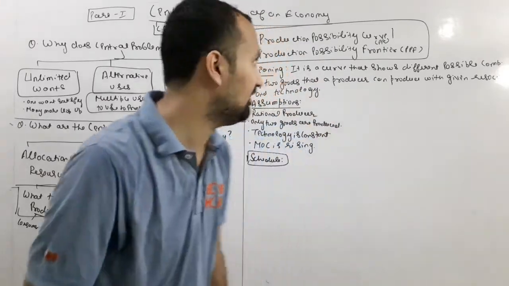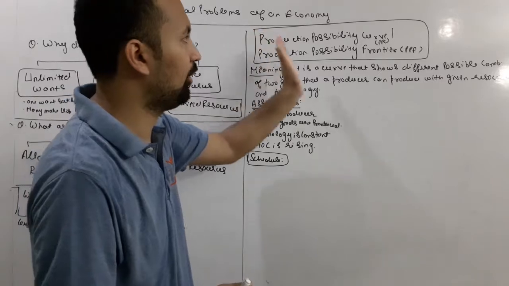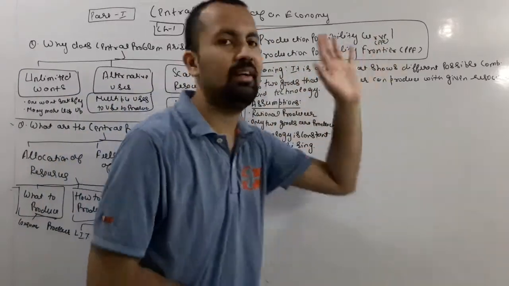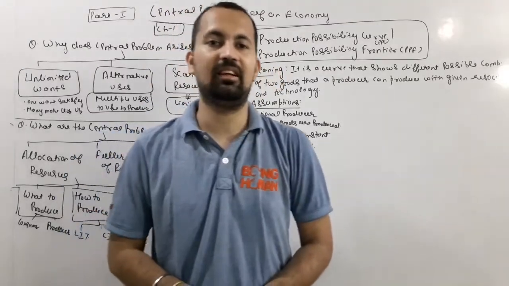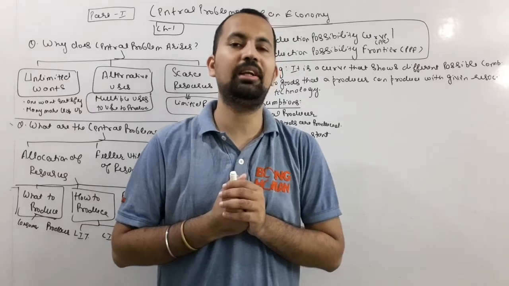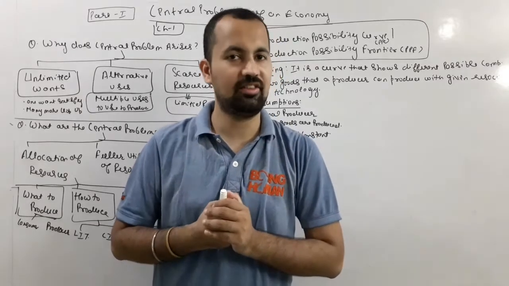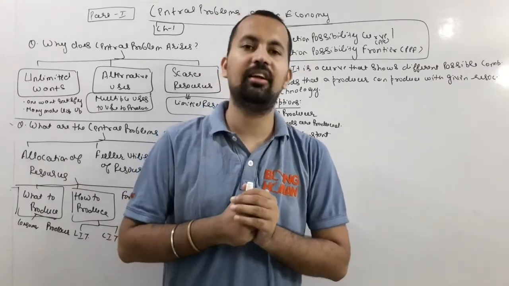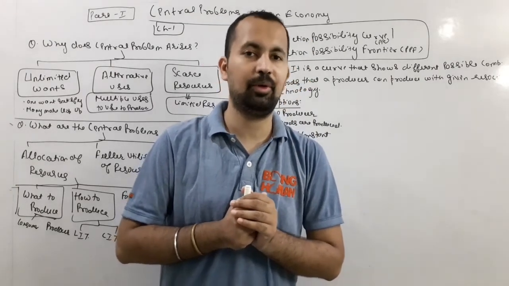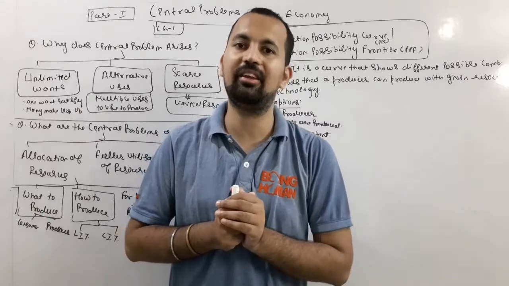So we are starting with the next heading of the chapter, that is production possibility curve, that is PPC, or it can be termed as production possibility frontier. What does it mean, PPC? Production possibility curve. PPF, production possibility frontier. It is a curve that shows different possible combinations of the goods that a producer can produce with given resources and given technology.